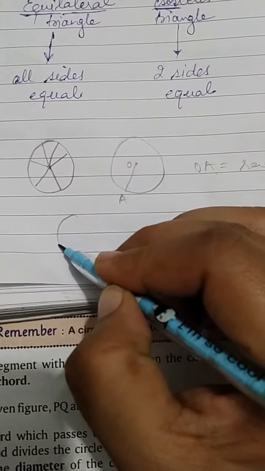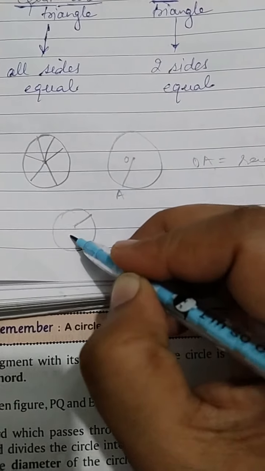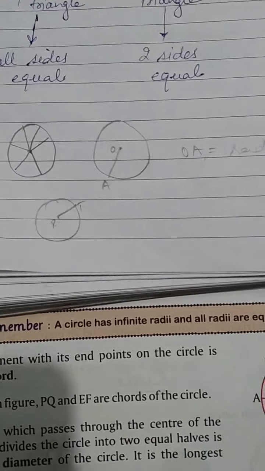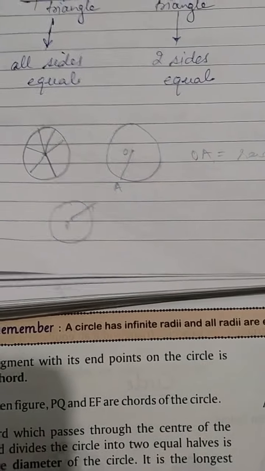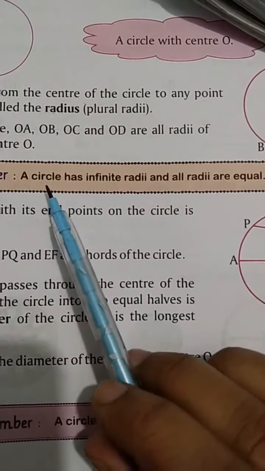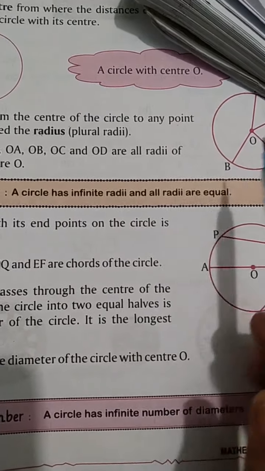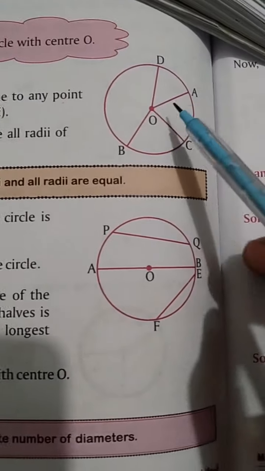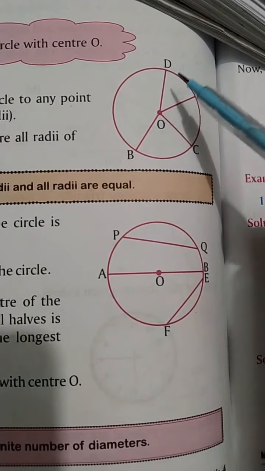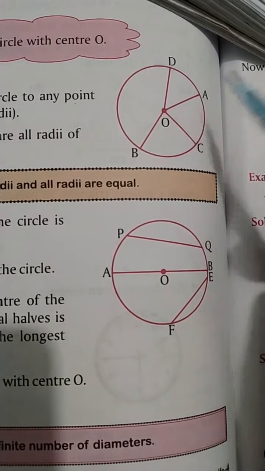Suppose I am making another circle. With center P and a point T on it, this PT is the radius, right? A circle has infinite radii and all radii are equal. Any line from the center to the circle will always be equal. Like here in this figure, OD, OA, OC, OB. These all are equal.